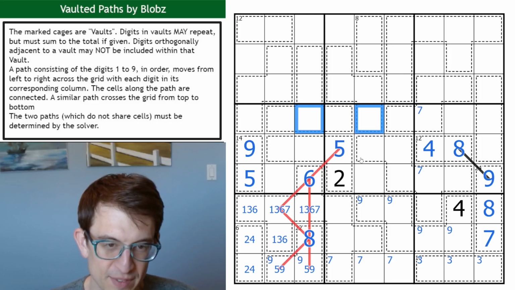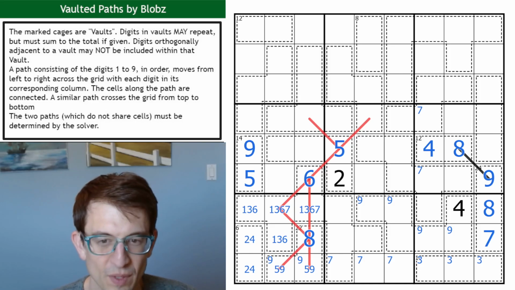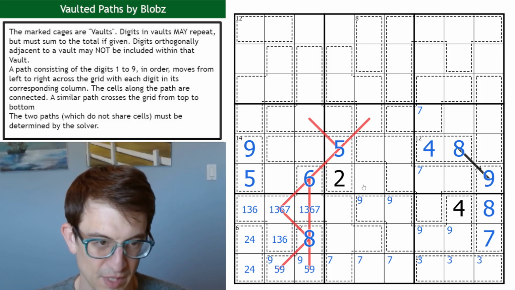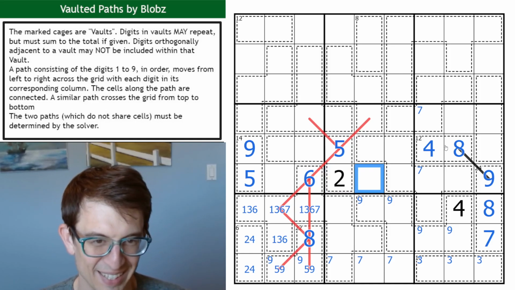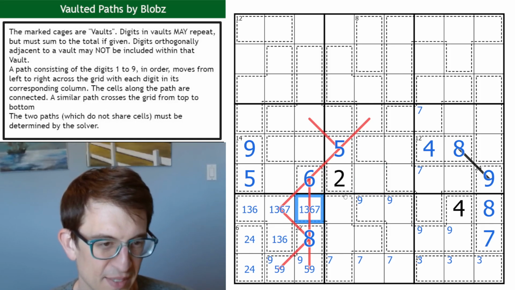Yeah, I don't know how to separate those. I will mark like that. That's where the 4 goes. And then 3 could be just about anywhere. Okay, let's think about something else. I think that's it for that path, maybe. That's not 6, I guess.